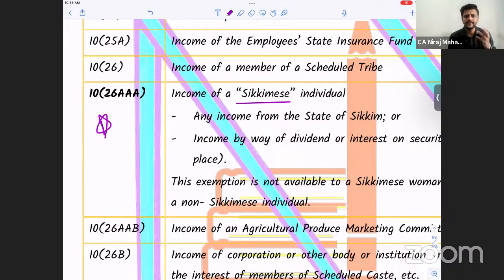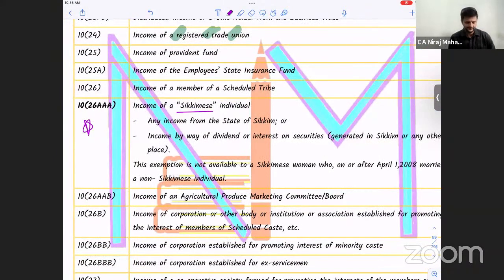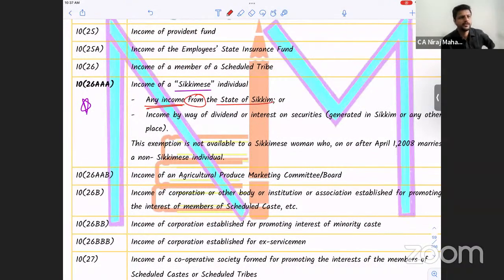That is the reason some individuals in the country get a special status or their income is exempt. For example, the income of a Sikkimese individual. Now check how. Whatever income he earns from the state of Sikkim. When you say from the state of Sikkim, it means the income is accruing in Sikkim. Clear? Only Sikkim is given that benefit.